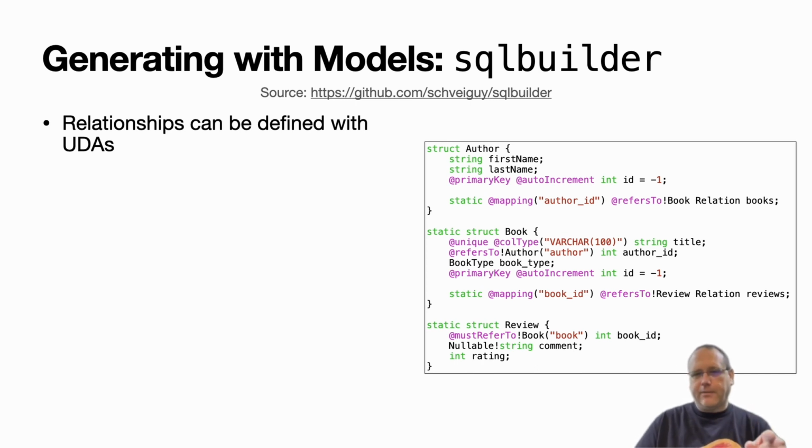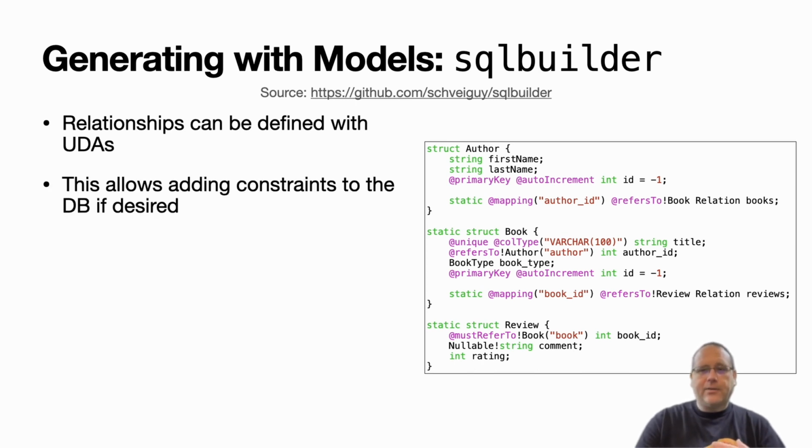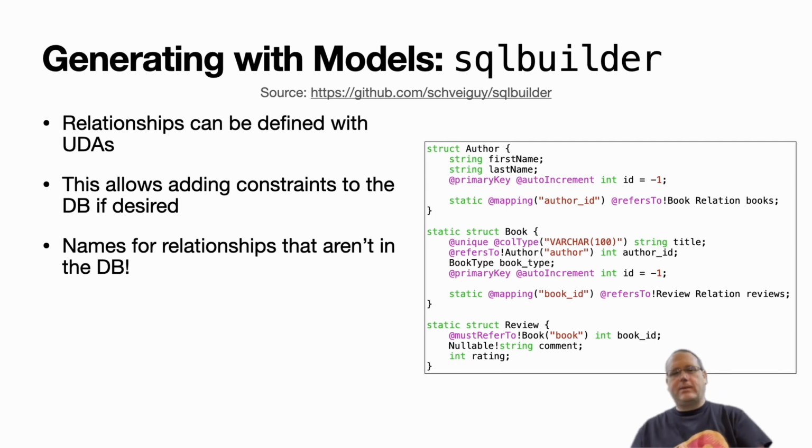An author can have any number of books, and we have a refers to the book type, right? And then inside books, we have a refers to author, but that's a UDA applied to author ID, right? So this allows adding constraints to the database if desired. There's actually a function I could say, okay, implement the constraints. But we're also giving names for relationships that aren't in the model originally or the database, right?